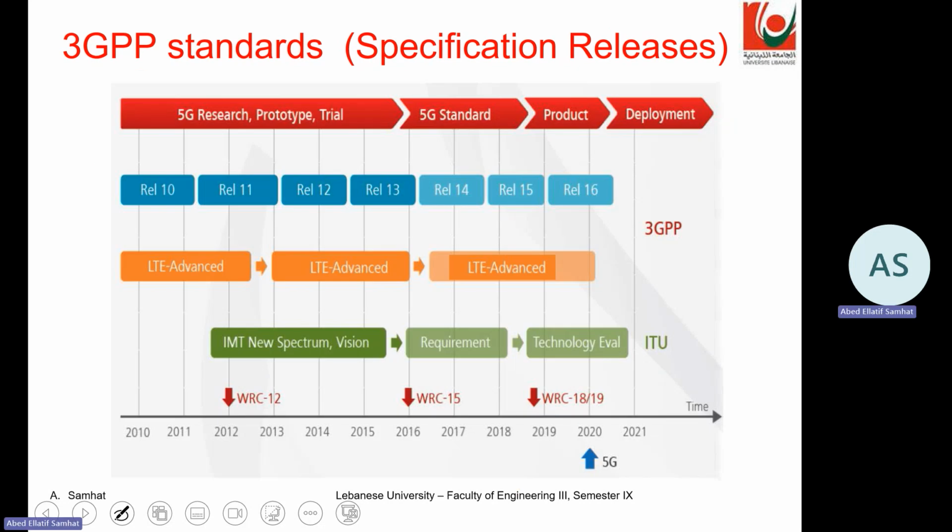If we continue to release 10, 11, 12, we have LTE-Advanced, and starting from release 15 we talk about 5G, and we continue. Now we are working on 6G. And when the release is ready, it will be published as a release with the corresponding number.